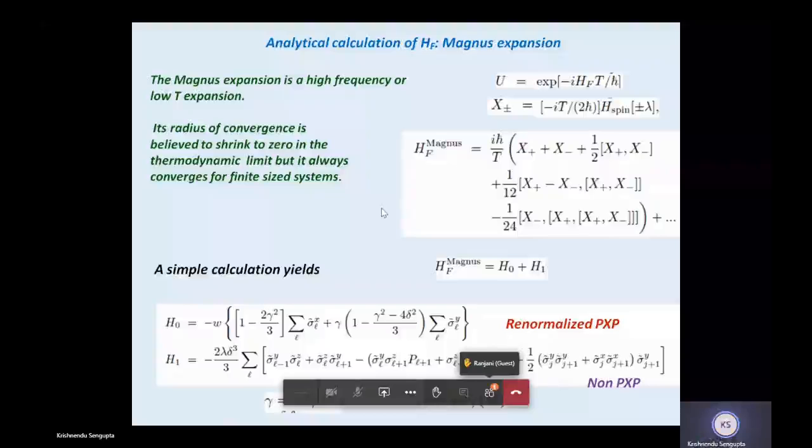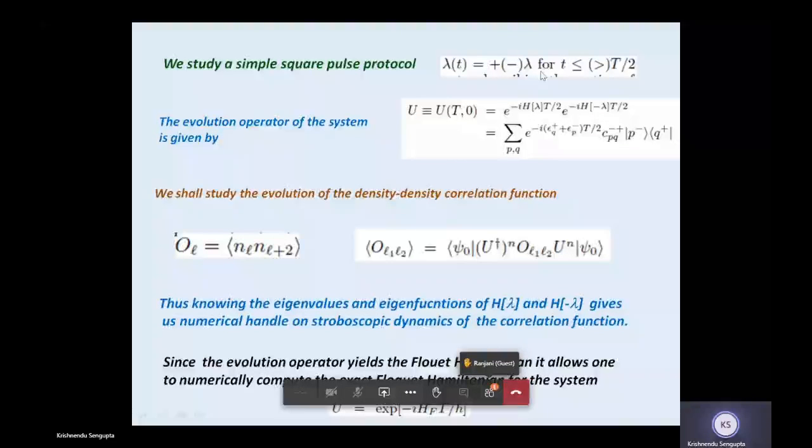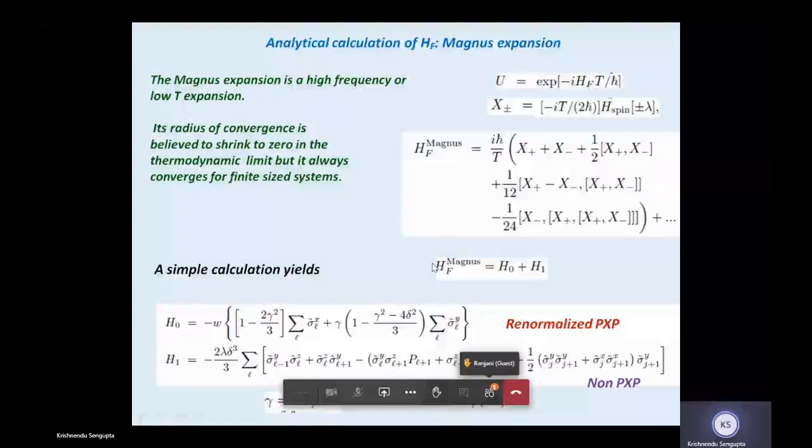No, so this is done numerically. What we do is numerically diagonalize H of lambda and H of minus lambda exactly, and then use those eigenstates and eigenvalues to construct U. That is the numerics. We don't calculate the Floquet Hamiltonian; we just calculate the expectation value of the operator. Now, for the Floquet Hamiltonian, what we do are two things. The first one is this Magnus expansion, and the second one is something called Floquet perturbation theory, which I'm going to discuss. So just hold on for a second.